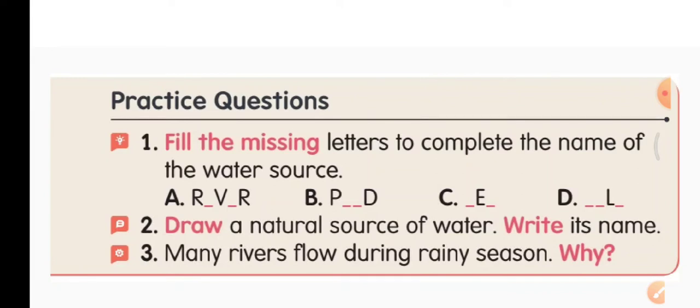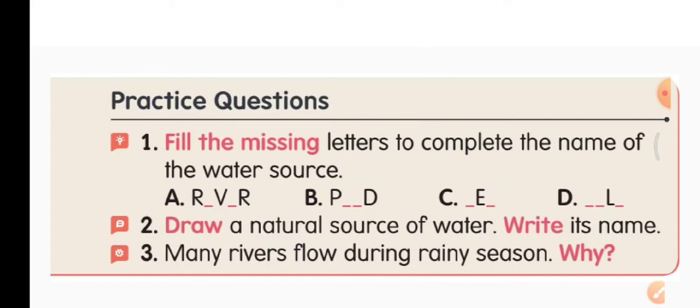First one is river. So write I and E in the blanks. R-I-V-E-R, river. B is P-D. So P-O-N-D, pond. C is S-E-A, sea. D is W-E-L-L, well.